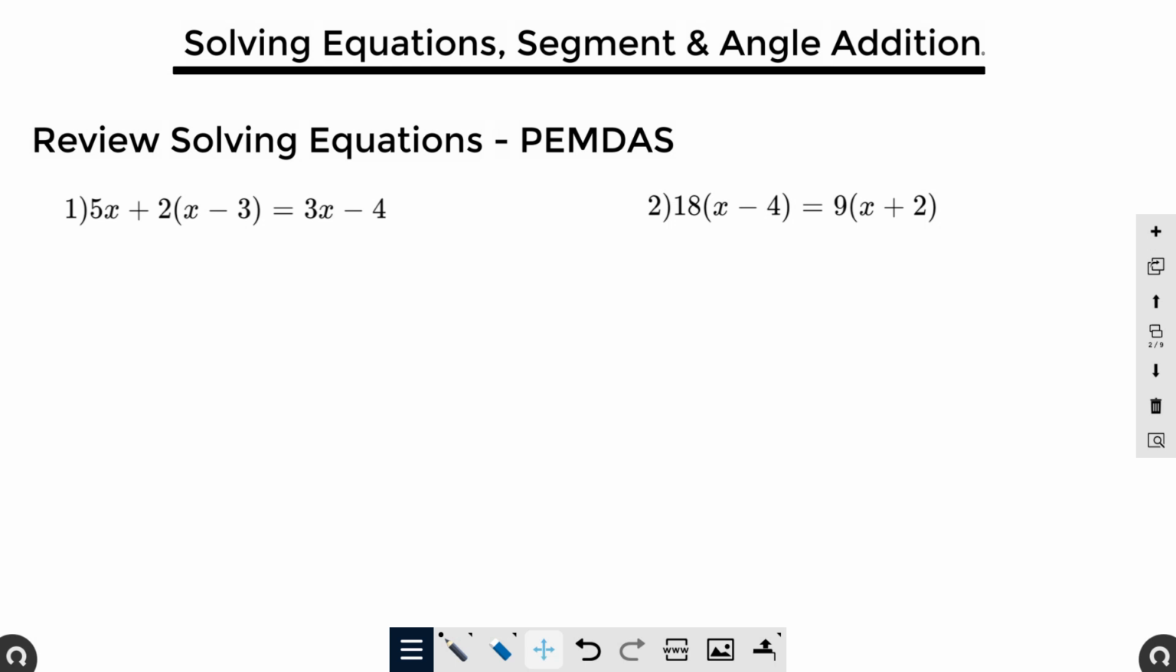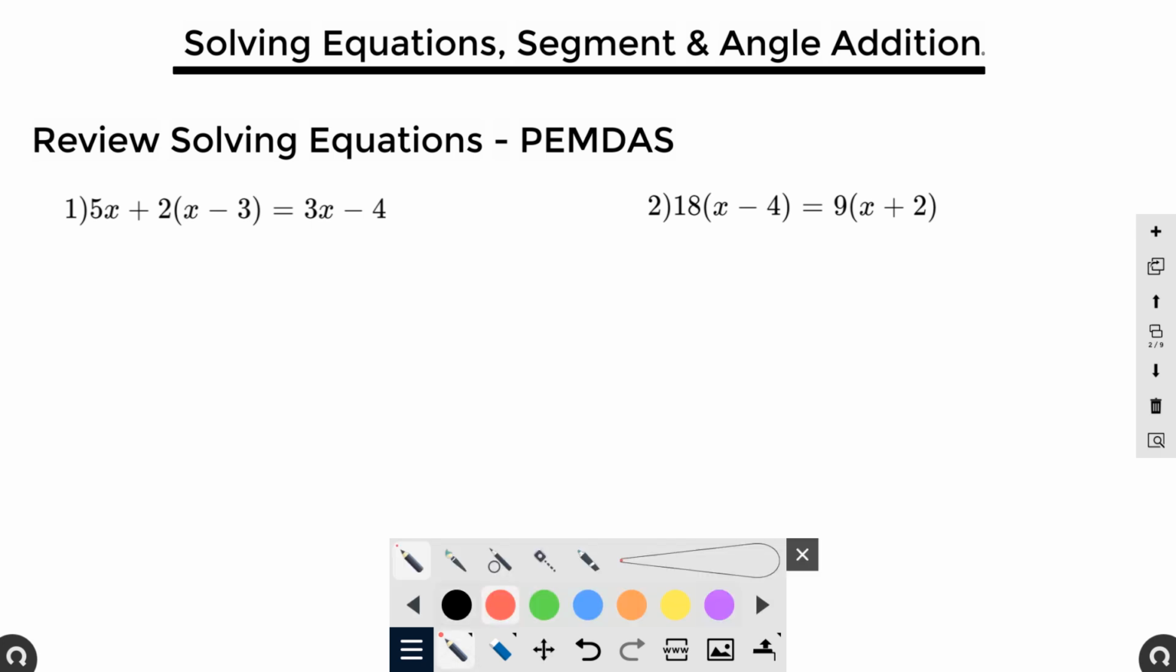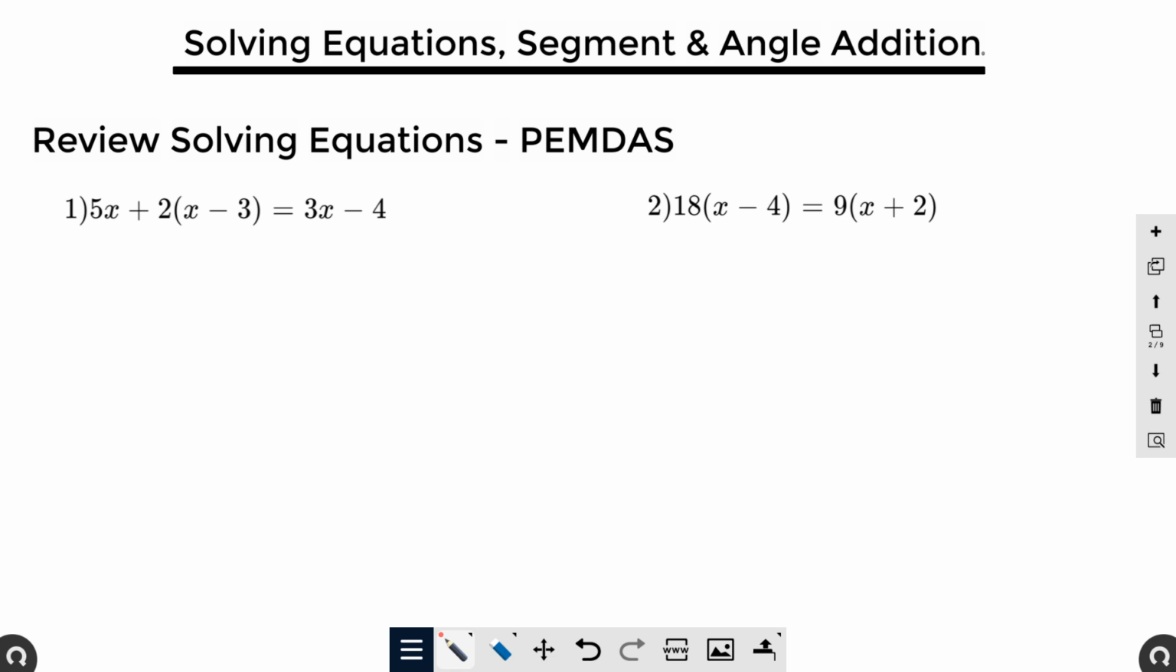So today is all about solving equations, and then we're going to talk about some segments and some angles along with solving equations. When you solve equations, you have to think about PEMDAS. Does anybody remember what PEMDAS stands for? Exponents. Very good. Parentheses, exponents, multiplication, division, addition, subtraction.